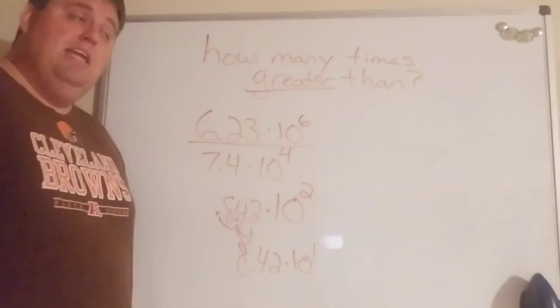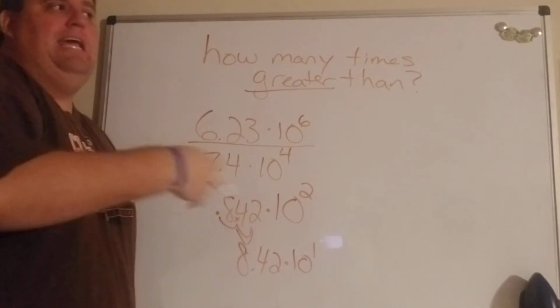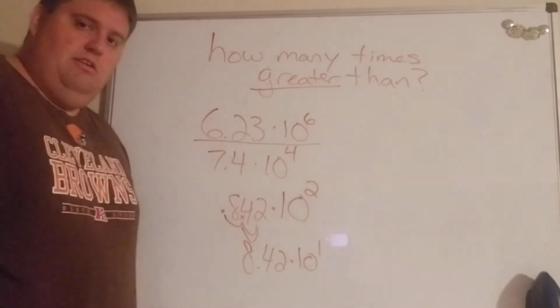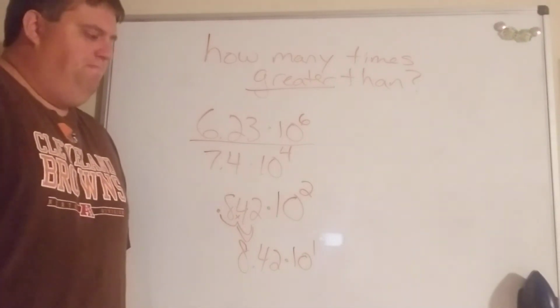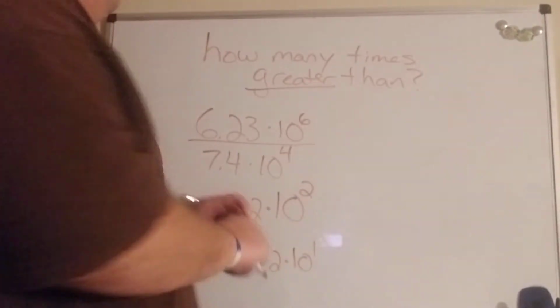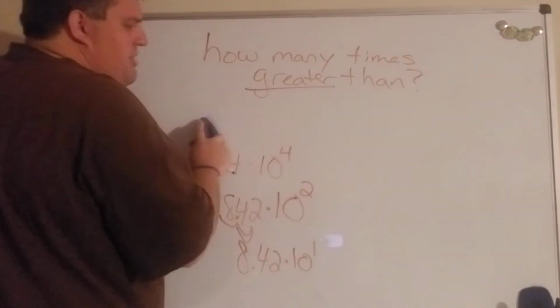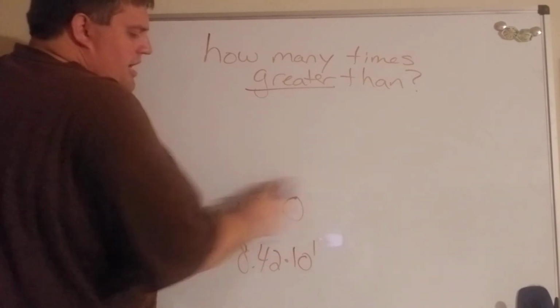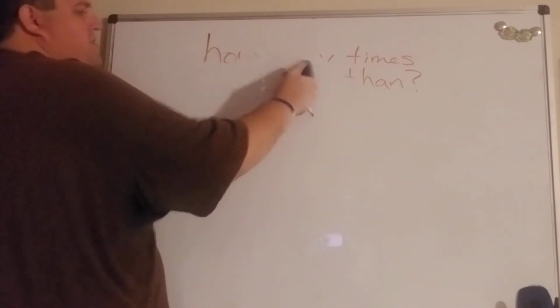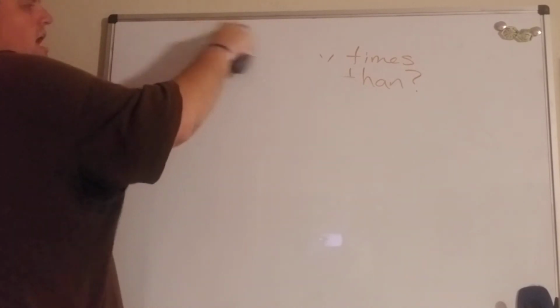So if you see "how many times blank than," think division. You're always going to set up that division problem. So that's one of them I want to show you. The other one is a multiplication one. Typically with multiplication, you're going to have 2 groups, like a piece of the whole. And I'll show you what that's going to look like.